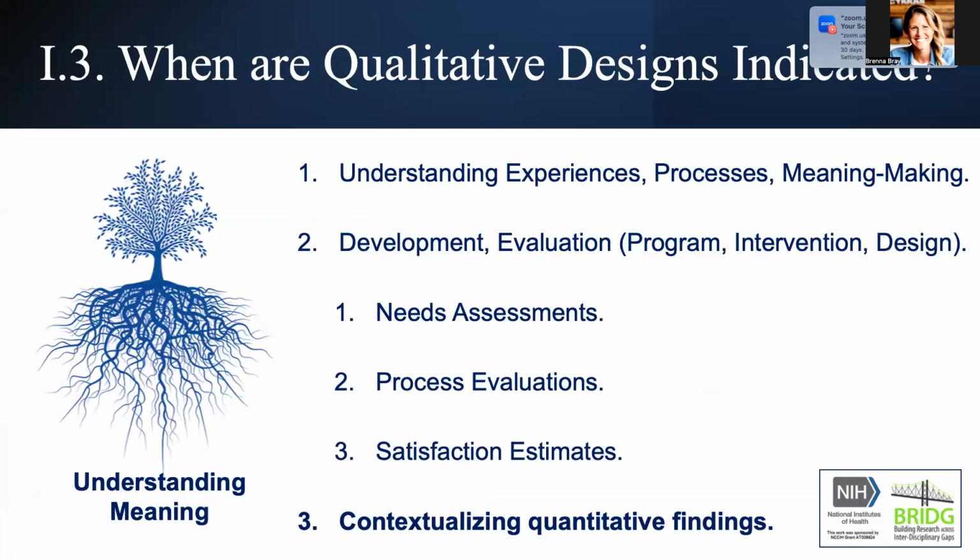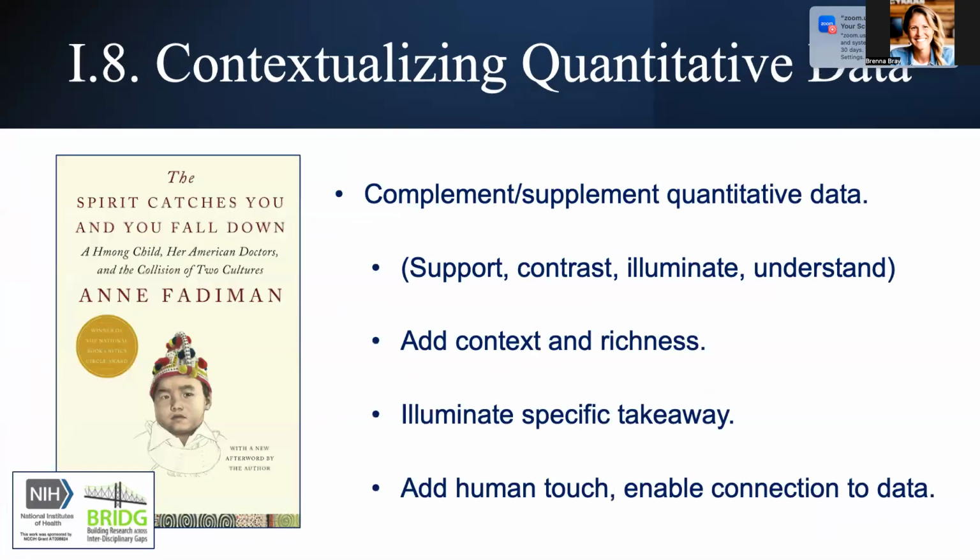So we've talked about two main uses for qualitative research: understanding experiences and developing or evaluating programs, interventions, and designs. I want to make a point that qualitative research can also be used to contextualize quantitative findings. It can be used to support, contrast, illuminate, or understand different phenomena or findings, add context and richness, illuminate specific takeaways, and add an overall human touch that enables us to connect to the data.